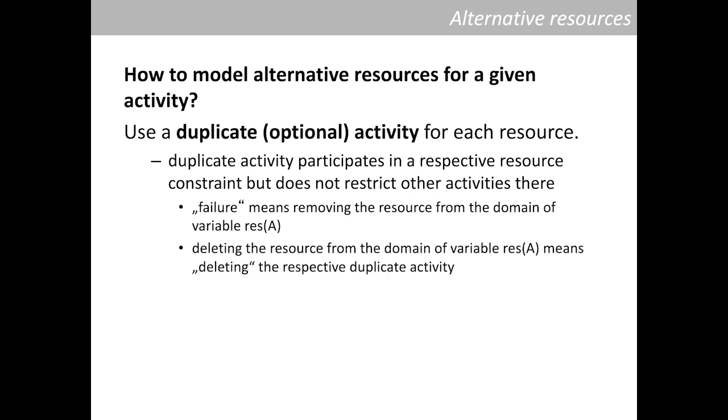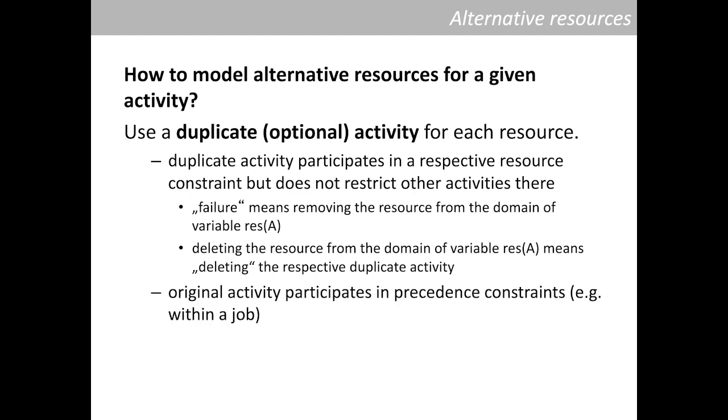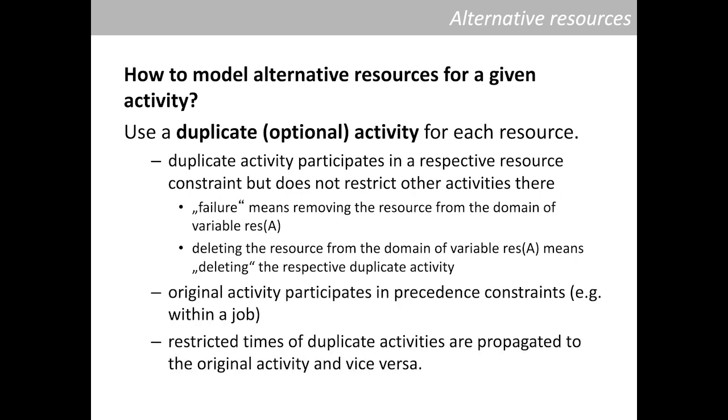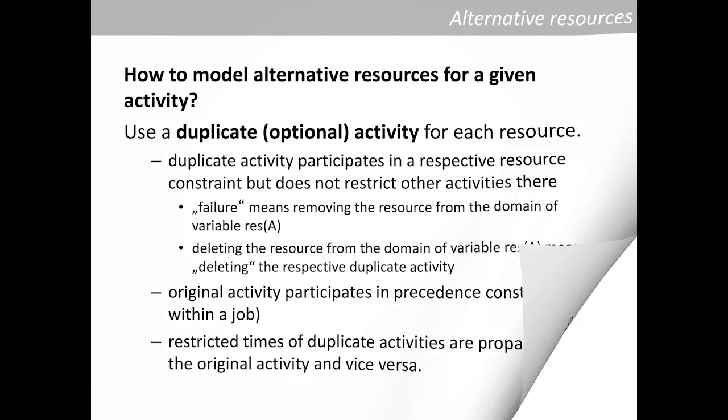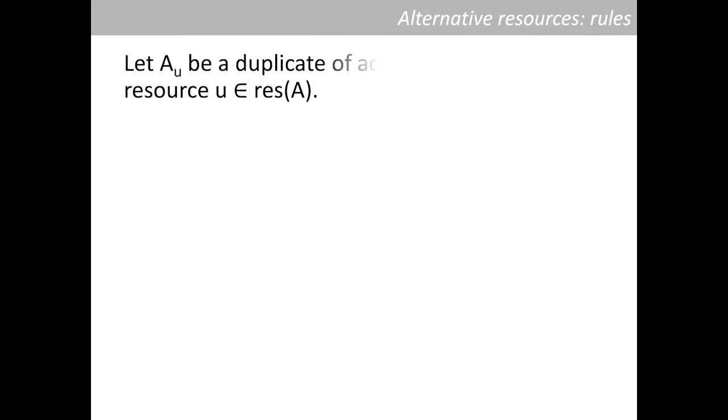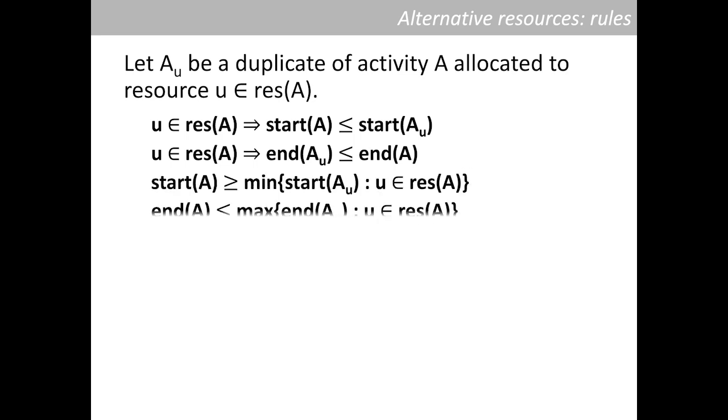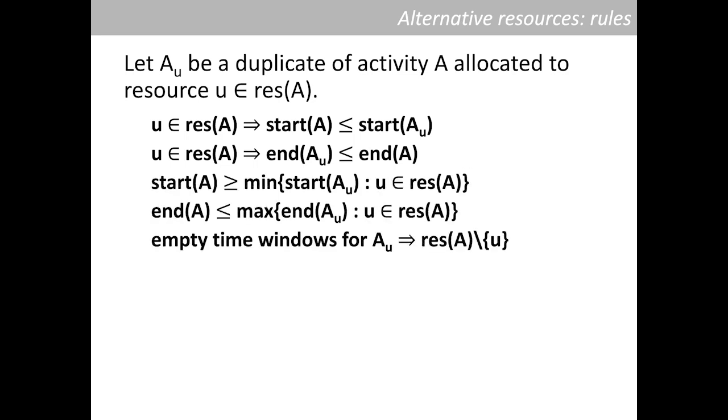So we can simply delete it from the domain of the resource variable. Okay. So let me now show how it is working using some filtering rules. Basically, we duplicate the activity, we put it to dedicated resources where they participate in the filtering procedures, and then we collect the information back to the original activity. Perhaps rather than looking at inference rules, an example will show how it is working.